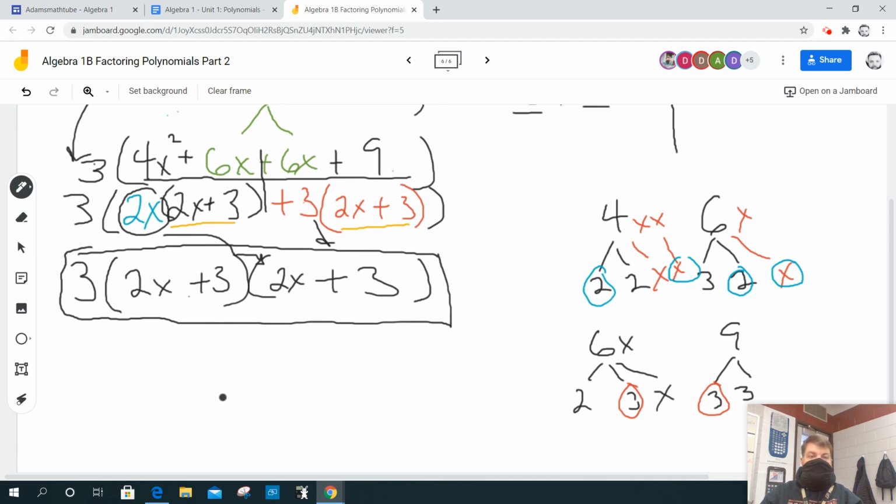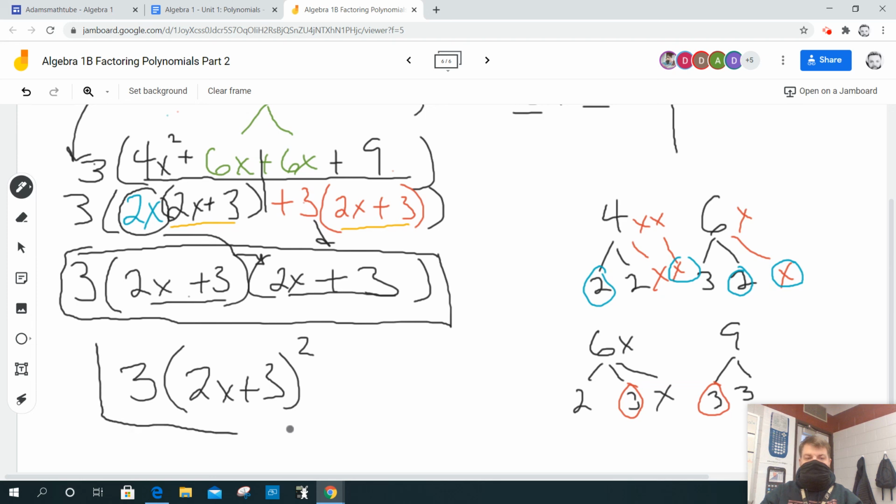Now, you could simplify that a little bit and say 3 times 2x plus 3 squared, because I noticed that 2x plus 3 times 2x plus 3 is the same as 2x plus 3 squared. Okay? Any questions on that one?